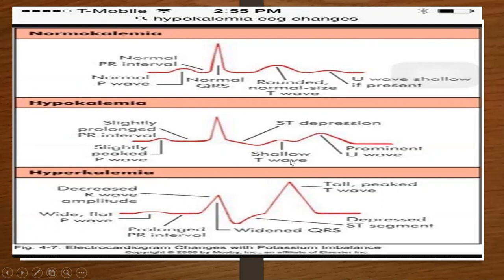So with these, you guys, each one has their own little separate thing, that characteristic that's significant about them. So if you just keep those things in mind, it makes it a little easier to identify them. So here we see with hyperkalemia, you have the decreased R wave amplitude, and then you have a wide flat P wave and a prolonged PR interval. Your QRS starts to widen more, and then it jumps up here with this tall peaked T wave. Okay.